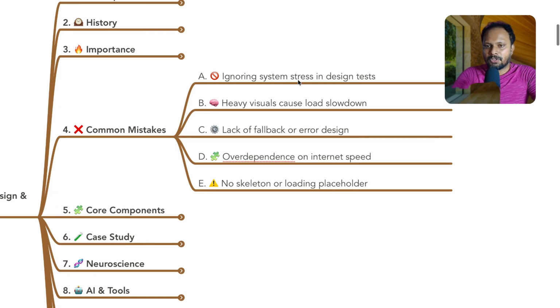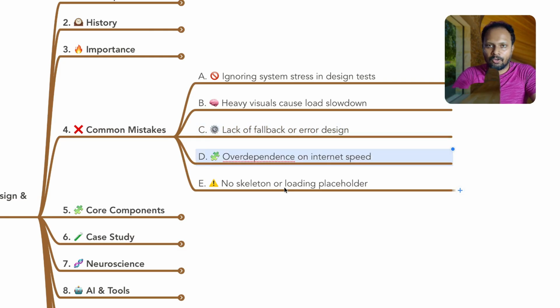Okay, the common mistake people make is they ignore it. They do a lot of visual stuff, which we discussed in the last video as well. They lack the fallback or error design, because you need to tell the user that this might become an error. You need to also give a fallback. If this doesn't work for the user, what are the alternate options? How am I communicating that feedback to the user?